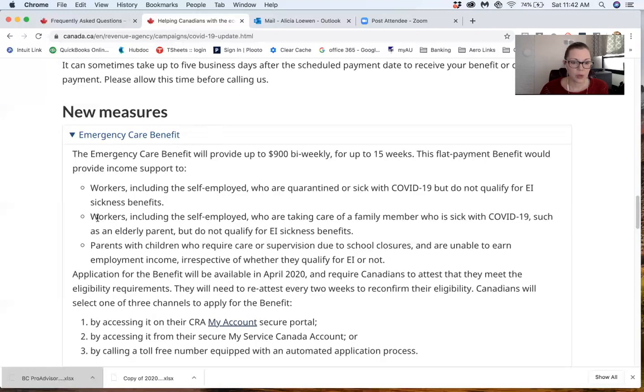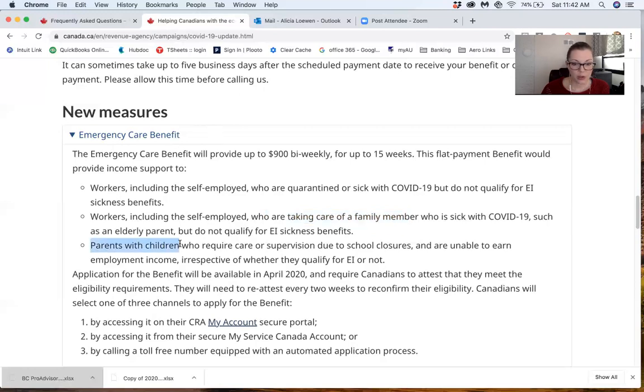It also includes workers, including the self-employed, who are taking care of a family member who's sick with COVID-19, such as an elderly parent, or a child, or your spouse, or whoever, but do not qualify for EI sickness benefits. So if you have had to shut down your business to care for someone else, that's also possible, right? The first one is saying you're the one who's sick. This is saying someone else is.